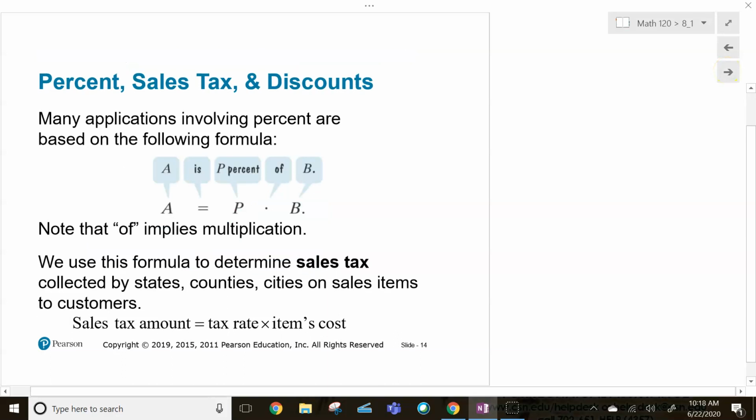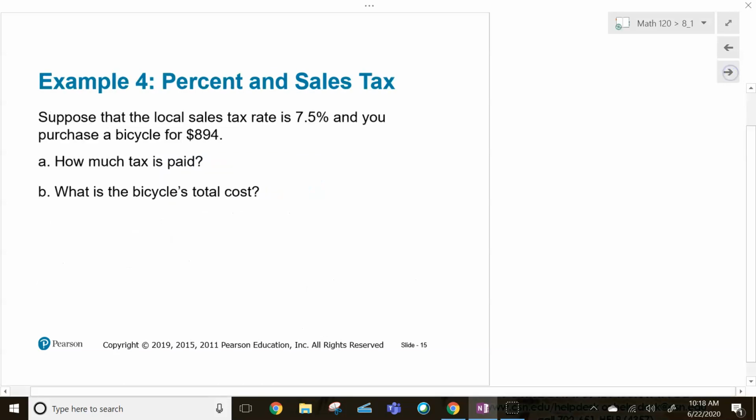All right, percent, sales tax and discounts. So you have the equation here: the amount A is P percent of B. Let's do some examples here. These also always work into sales tax. How much tax is paid? So part A here, we've got this sales tax of 7.5%. You purchased a bicycle for $894. Part A, how much tax is paid?